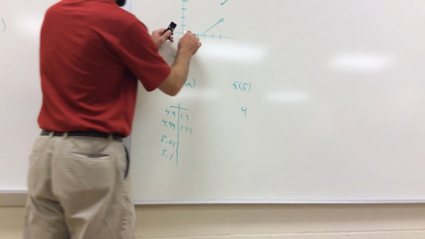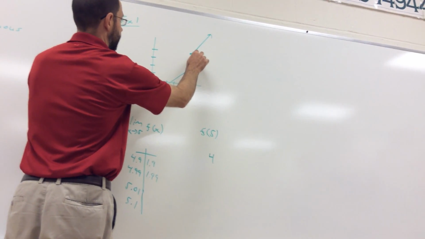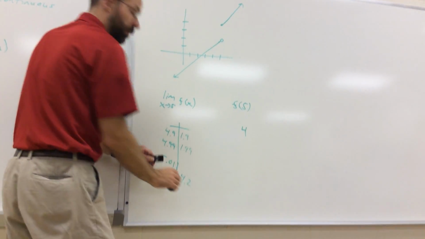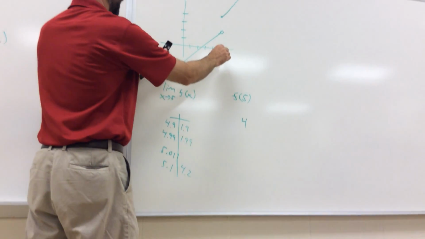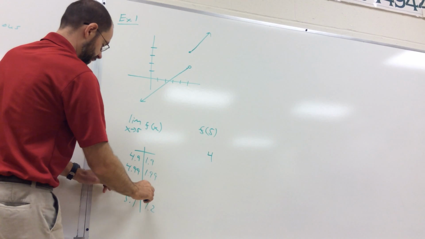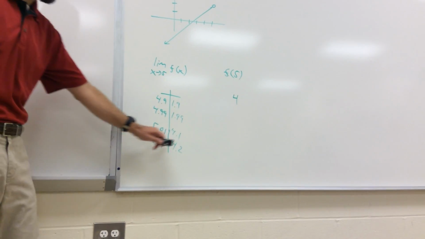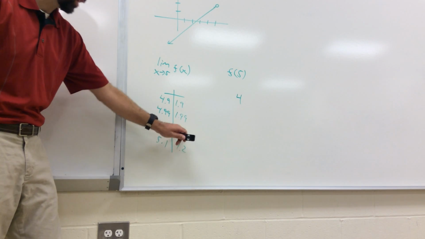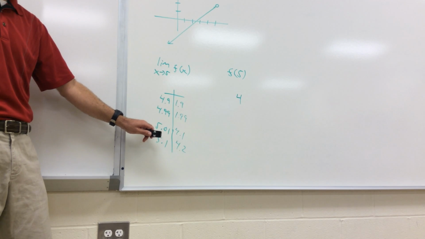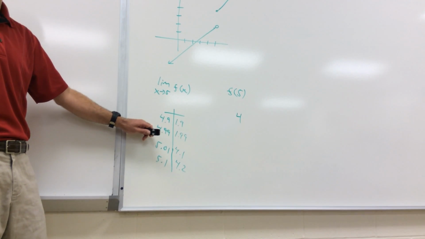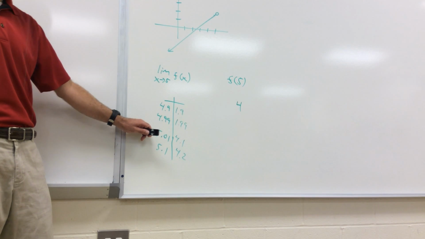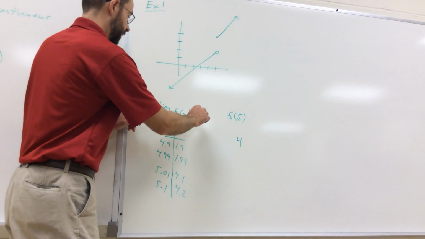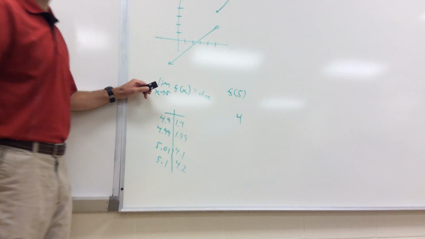And then 5.1 is up here at about 4.2 maybe. And then 5.01 is up here at maybe 4.1. Again, these y values are not exact, I'm just approximating. But what are those getting close to? 4. Okay, so the limit from the left side is 2, and the limit from the right side is 4, so that means the overall limit doesn't exist, right? So this limit does not exist.